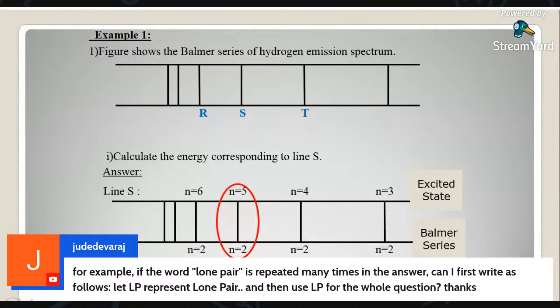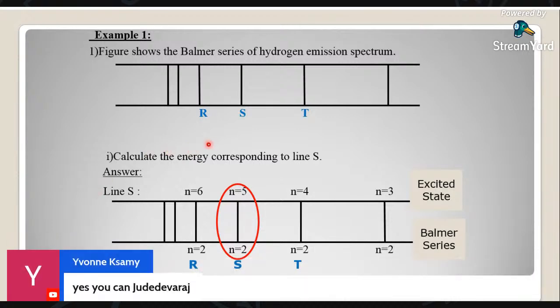Okay, example on Bohr's atomic model, we have a line spectrum. The figure shows the Balmer series of hydrogen emission spectrum. We have lines T, S, and R. Calculate the energy corresponding to line S. Do you know that this one is Balmer, meaning that all the electrons fall to n equals to 2. But here we have to find out which one is the first line. Even though they label starting from this line, actually the first line is here. The one at your far right is the first line.